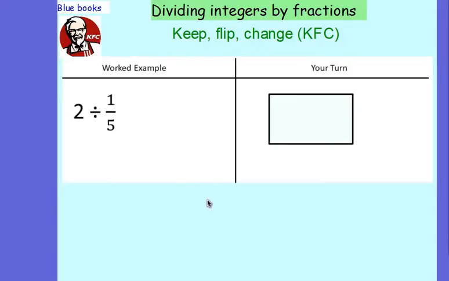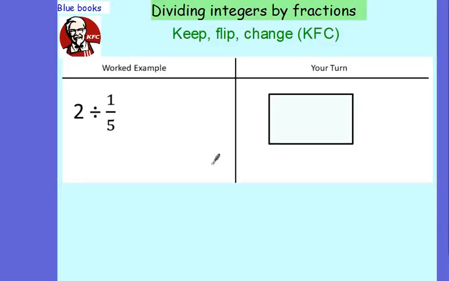So in your dark blue books for me, Year 7, can you write the title, Dividing Integers by Fractions? Underneath, can you write keep, flip, change, and in brackets KFC? And when you've got that written down, can I see pens down, eyes on me? I'll go through an example and then you're going to do an example. So pens down while I go through the first example.